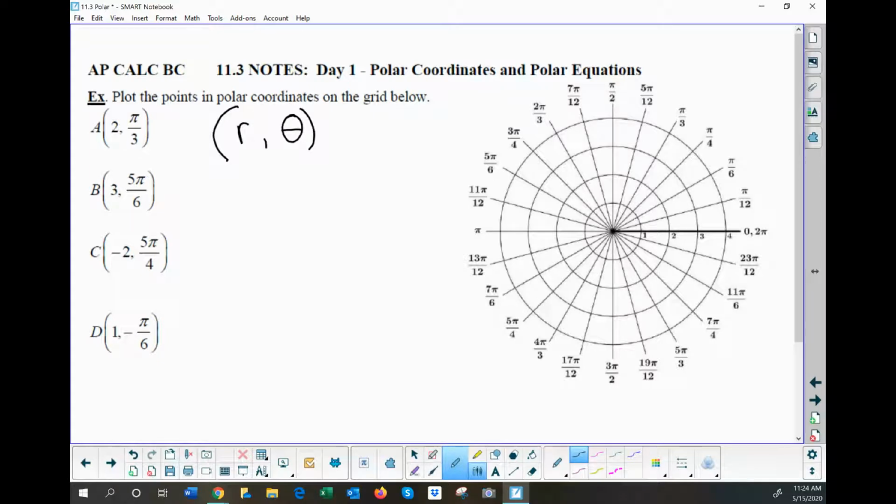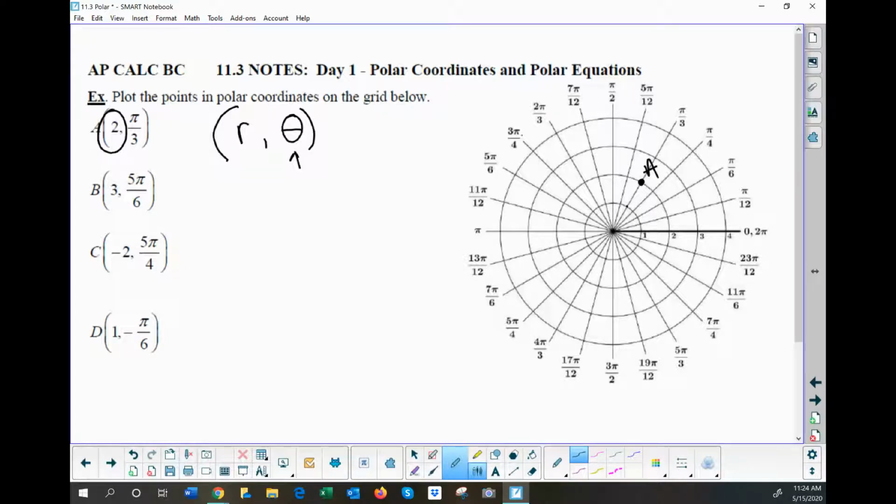So let's see, the first one we've got 2 and pi over 3. I tend to spot my angle first, so I will probably rise up to pi over 3, and then I'm stepping a positive 2 movement. So on the pi over 3 line, I'm going 1, 2, and my location there for point A will be there in quadrant 1.